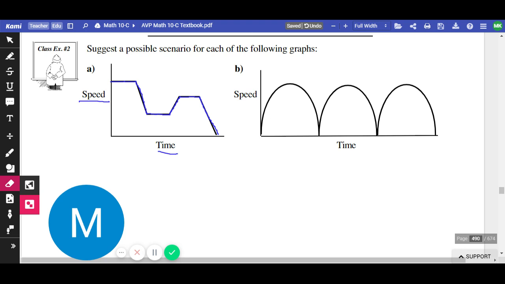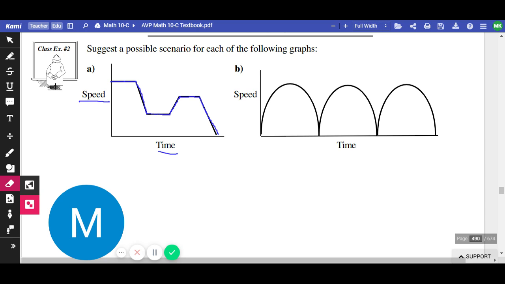So my speed slows down, slows down, slows down. Then I'm back at the top of the next hill, and I start coming down the next hill. So I go faster, faster, faster. And then I have to come back up the hill. Slower, slower, slower. And then I go back down the hill again. So that could be me riding my bike up and down hills. And I'm going to get faster, slower, faster, slower.